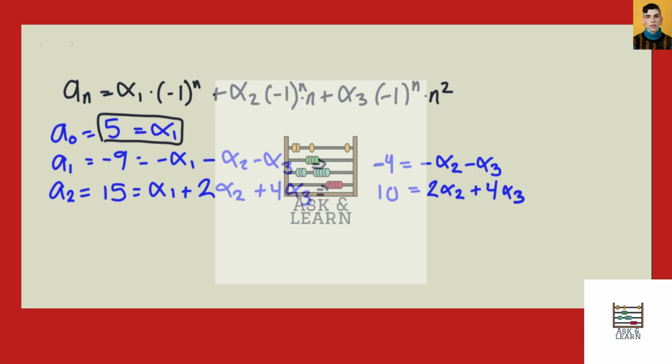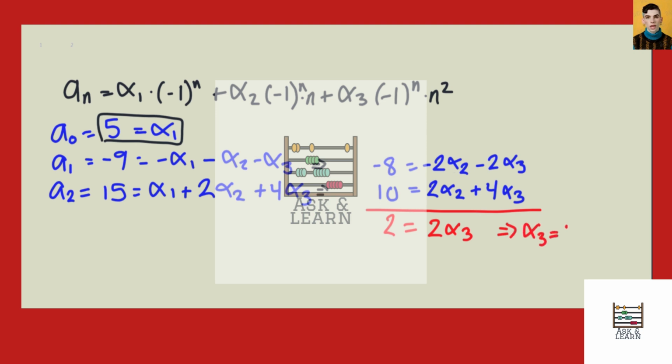And so we're going to multiply the top equation by 2. And when we do that, we get negative 8 is equal to negative 2 times alpha 2 minus 2 times alpha 3. And so now we can just add these two equations together to get that 2 is equal to 2 alpha 3, which implies that alpha 3 is equal to 1.